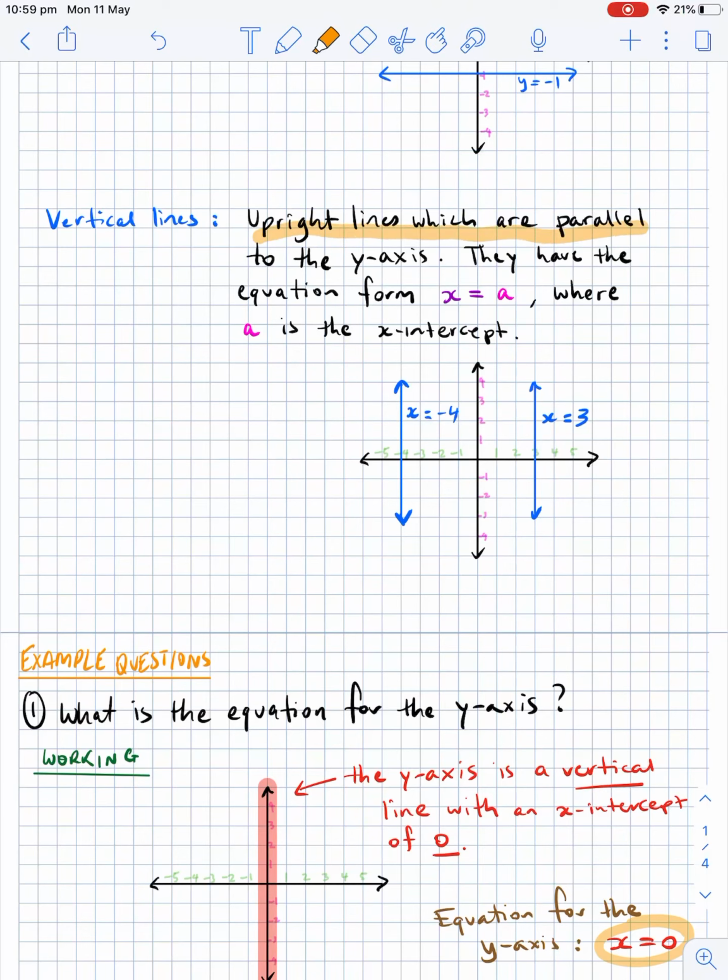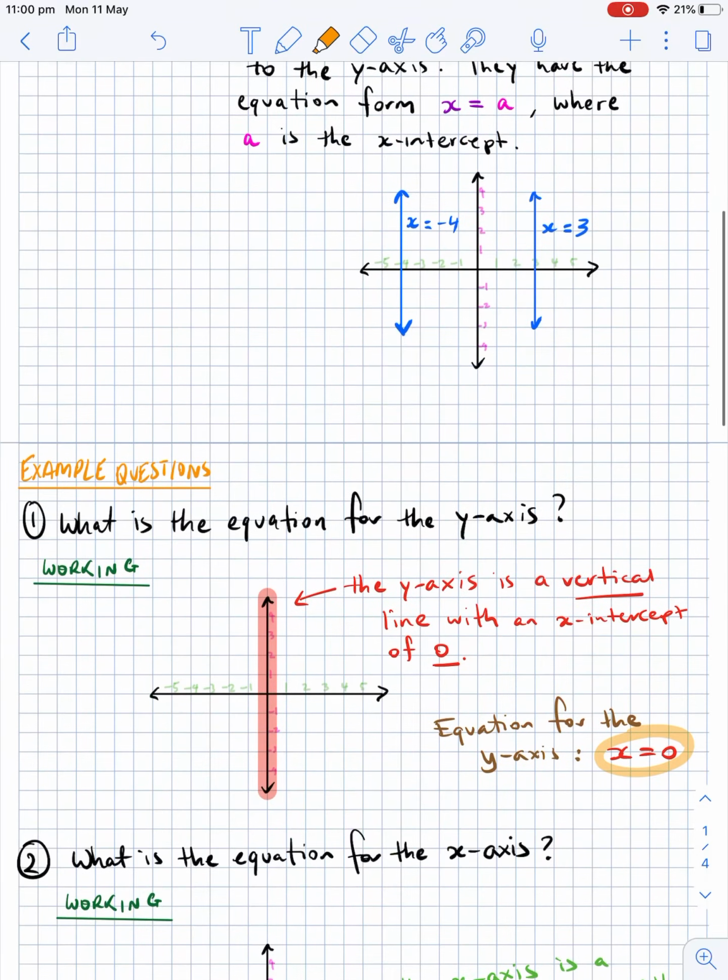Vertical lines, very similar. They're upright lines which are parallel to the y-axis. They have the equation form x equals a, where a is the x-intercept. So for example, these two vertical lines are parallel to the y-axis. And it's always x equals something. We know what something it is because it hits the x-axis at that number. So this line hits the x-axis at 3, so therefore it's x equals 3. Same thing applies for x equals minus 4. It hits it at minus 4, so therefore its equation is x equals minus 4.